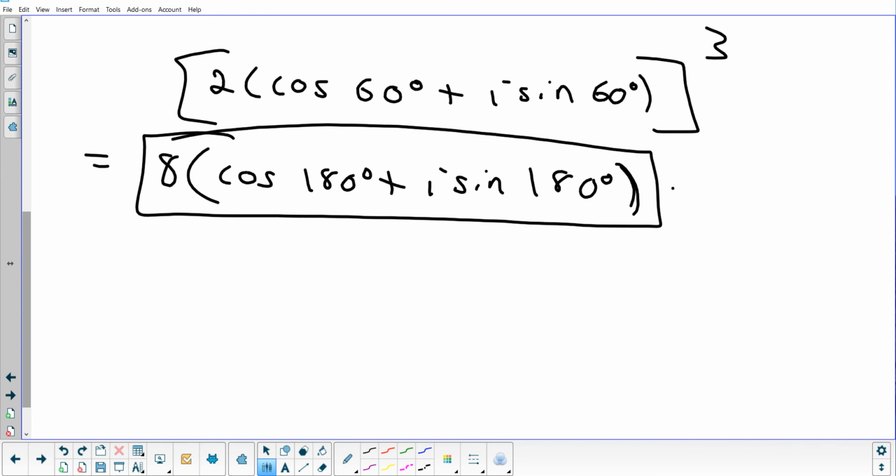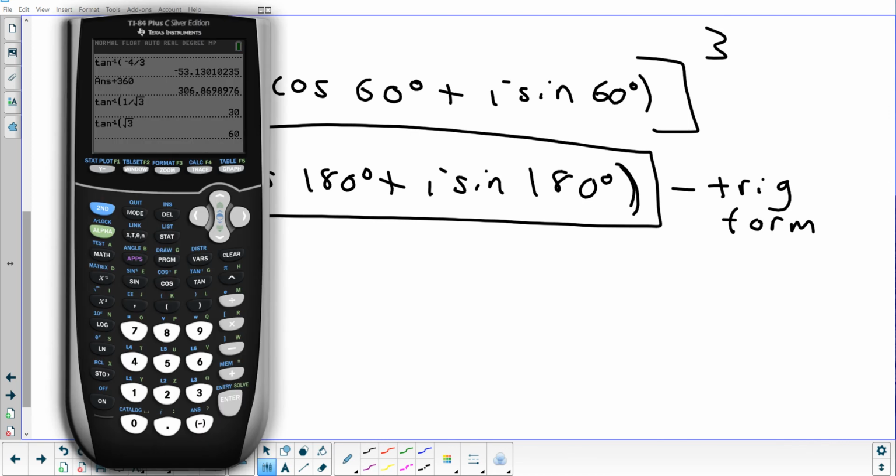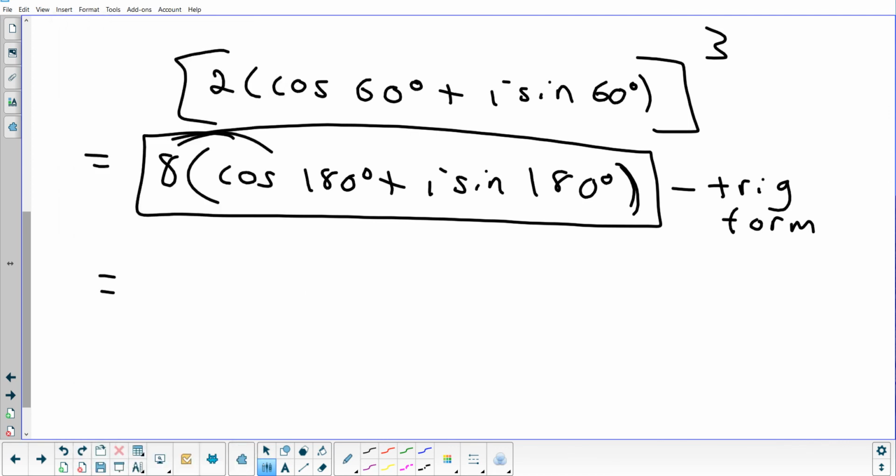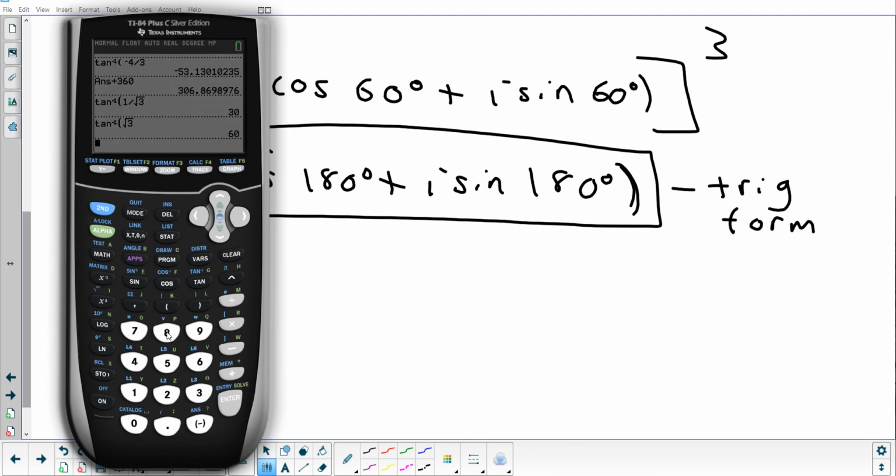Now, let's say they asked you to write your answer in standard form. Well, to get this in standard form, all you have to do is type this in on the calculator and see what you get. So we're going to distribute this 8 to cosine 180 and sine 180. Let's first do 8 times cosine 180, and I get negative 8.